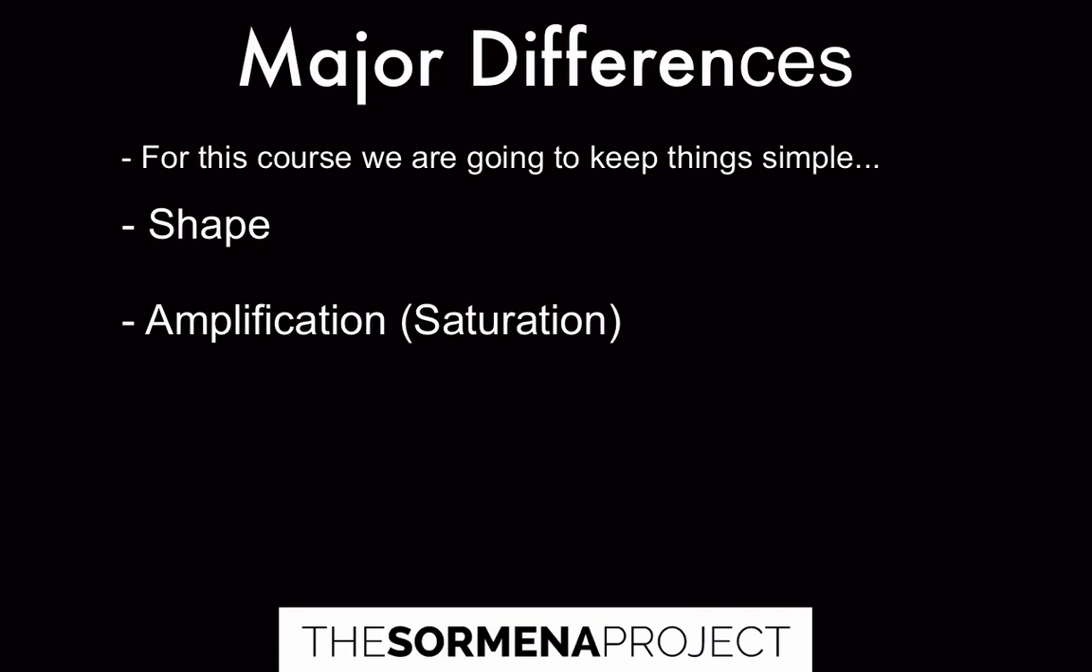I've already given away one of these. For this course, we're going to put these differences down to two things. Number one is shape. The shape of the filters, the shape of the bells, the shape of the shelves can all be different, and all really are different. We'll look at examples coming up if you want a visual representation as well. And then also amplification.